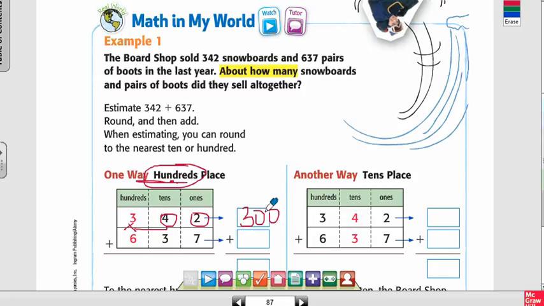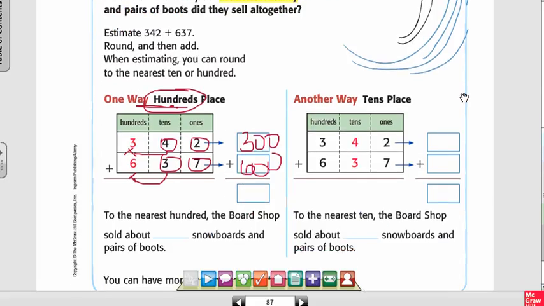So 637, what number's in the hundreds place? 6. Looking over to the right, what does the 3 say? So the 6 stays the same, and replace these 2 numbers with? Zeros. Now I'm ready to add. 300 plus 600. Well, 0 plus 0 is 0. 0 plus 0 is 0. And then what's 3 plus 6? 9.